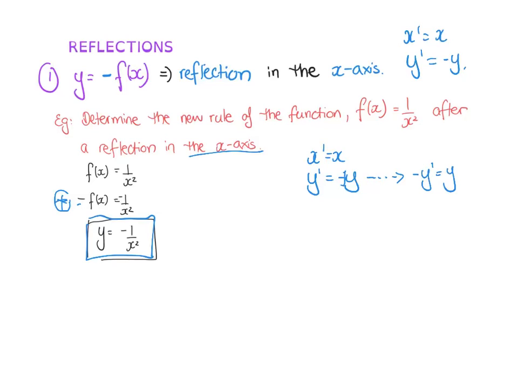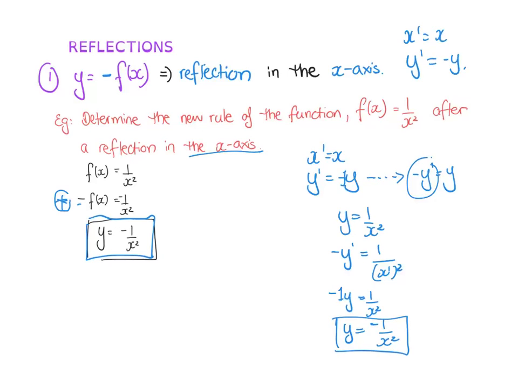So if you wrote out the function y equals 1 over x squared, then put in what y equals. Well, y is negative y and x is still the same. Essentially, when you have a negative, you want y by itself. So it's like saying -1y equals 1 over x squared, but you want y by itself, so you move the -1 over and it becomes negative. Okay, so you can get the same thing. So that's another type of reflection.